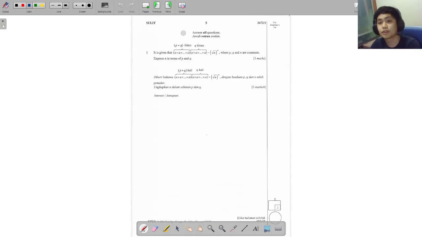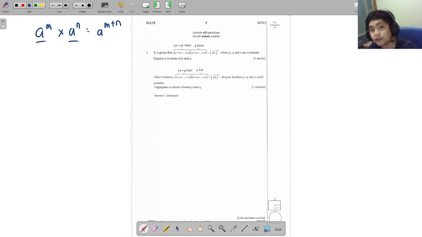Right, so question 1 is: given that a multiplied by a multiplied by a, dot dot dot, until p plus q times, multiplied by a times a, q times, is equal to the square root of a to the power of n. So what we have here is we can actually refer to the laws of indices. We have the law of indices where a^m times a^n equals a^(m+n), right? Based on this law, if you multiply terms of different powers, we can combine them and play with the powers in that sense.